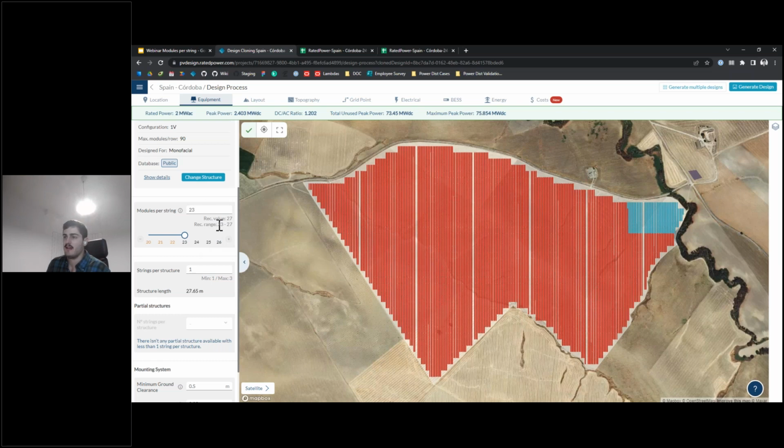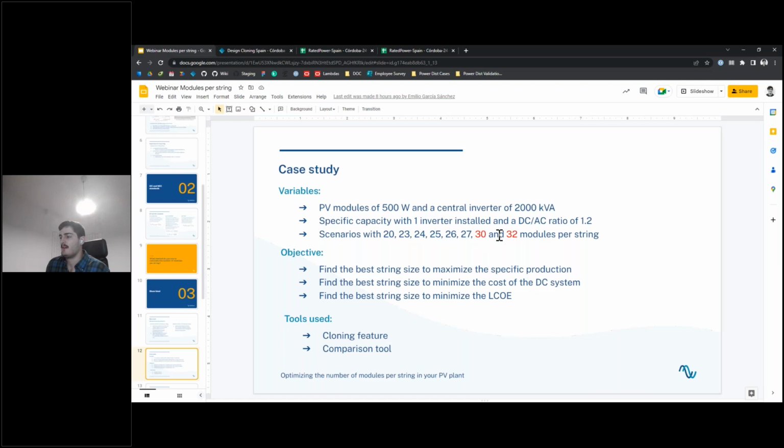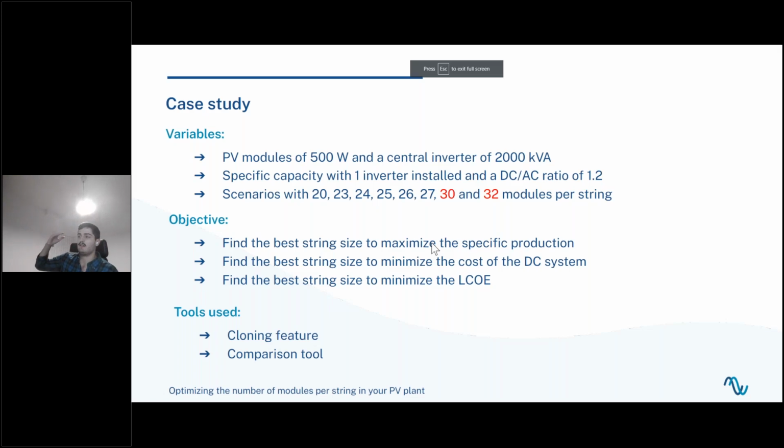So it's saying that if we have a value within this range, we must always be within the MPPT window and never exceeding the maximum voltage of the DC system. So that's why I have included two additional values of 30 and 32 modules per string, but these are in red because with those values we will not be ensuring that the voltage of the DC system is being respected.